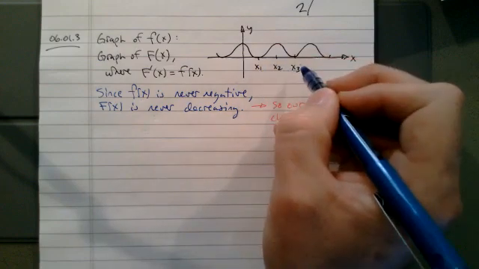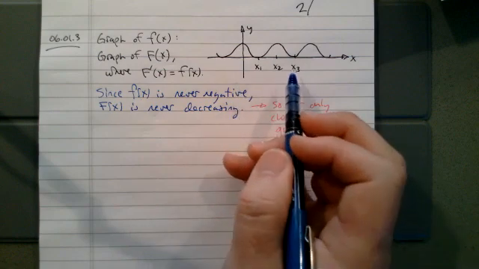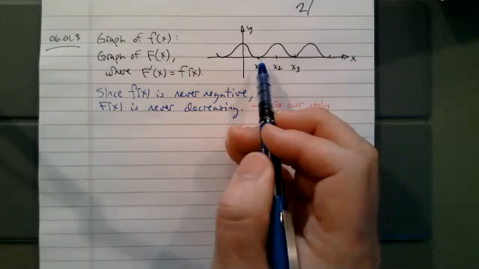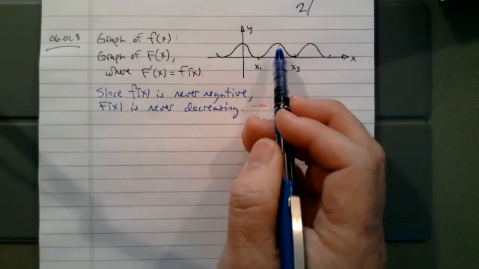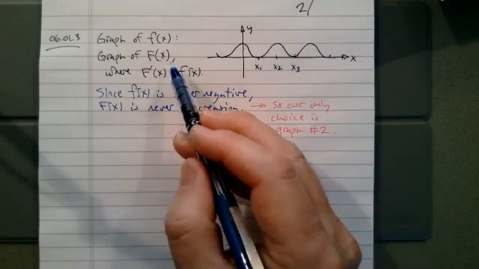At x1 and x3, we should see the graph of capital F flatten out because the derivative is 0. And at x2, since the derivative is changing direction, we'll see an inflection point in the graph of capital F.